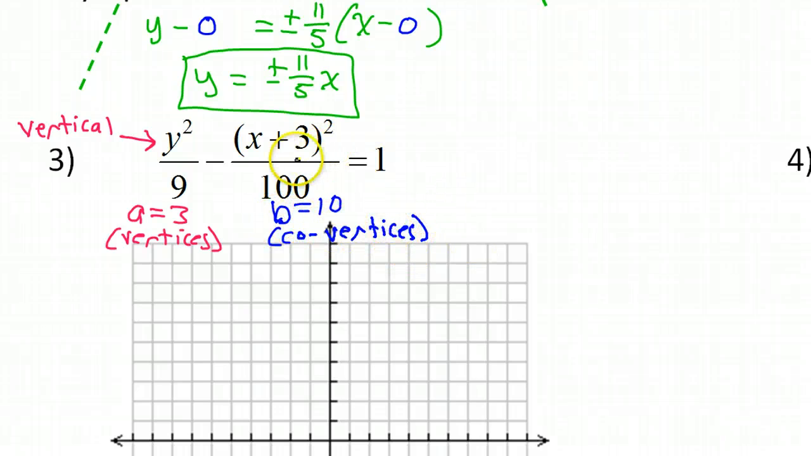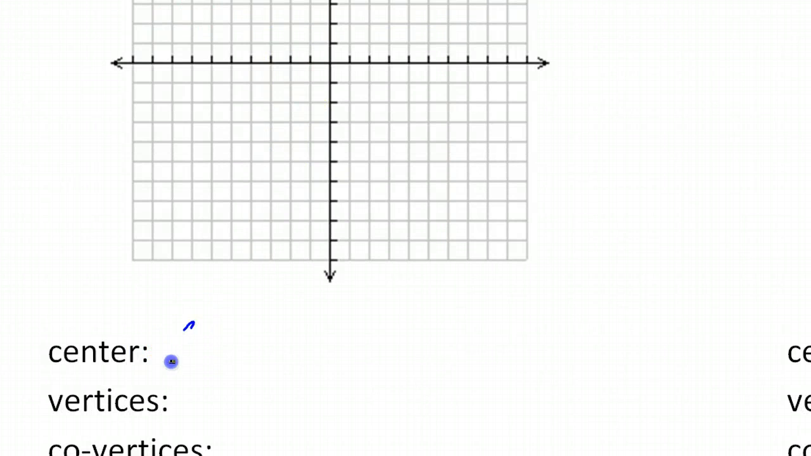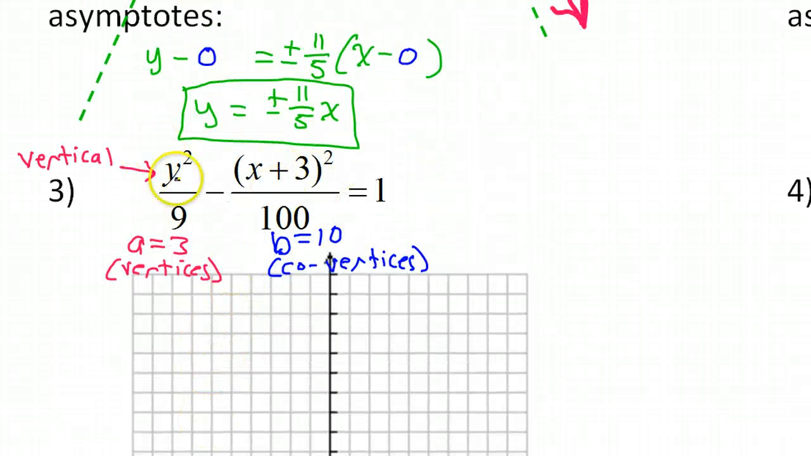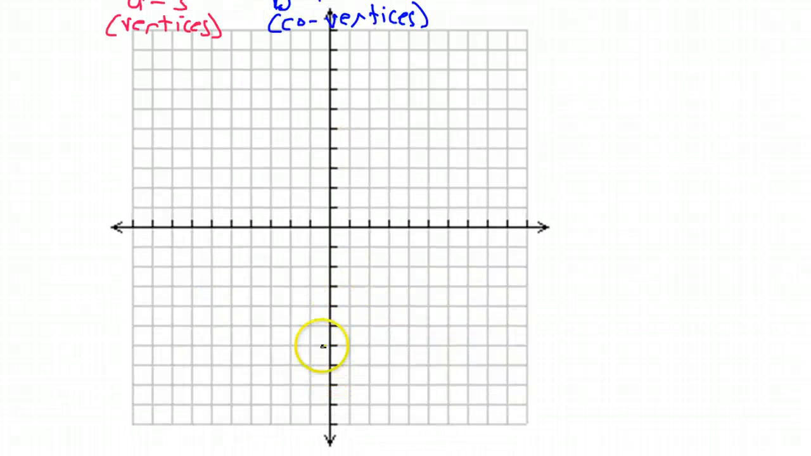And the center. Let's talk about the center. The center will be the opposite of these, but be careful. The y is on the left, the x is on the right, but still, the x coordinate needs to come from the x. So the opposite of this is -3. So when I do my center, that -3 goes first. Some kids mix that up because they're out of order. The y, because it's just y squared, is going to give us a 0 for the y coordinate of the center. So there's your center. And that's -3, 0 is right here on this line.